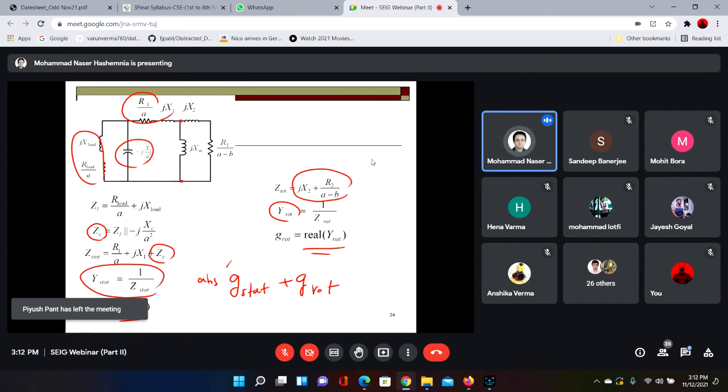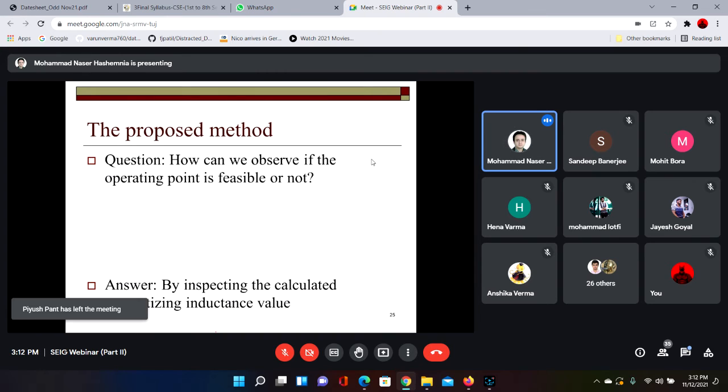I have here one question. Maybe in some cases, for a particular rotational speed and particular value of capacitance, actually you will not have successful voltage buildup. My question is, how can we observe it in our calculations? How can we observe if that operating point is feasible or not? I mean, how can we observe that for a specific value of capacitance and rotational speed, we can generate voltage or not? Of course, I have written a hint here. That is by inspecting the calculated magnetizing inductance value.